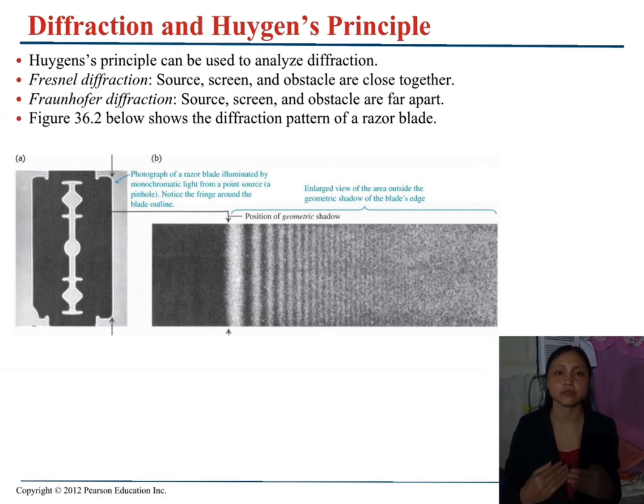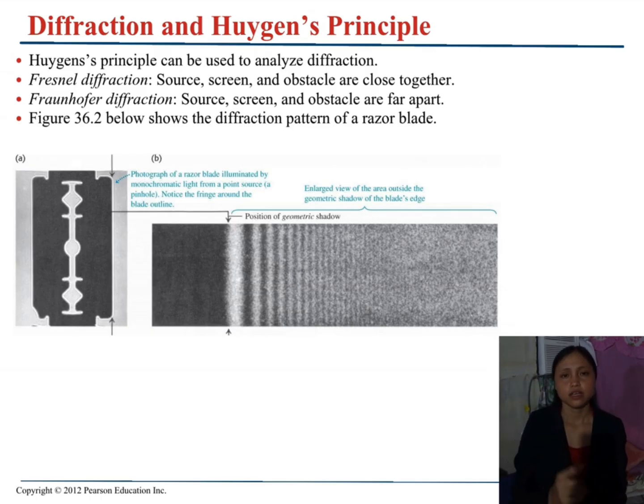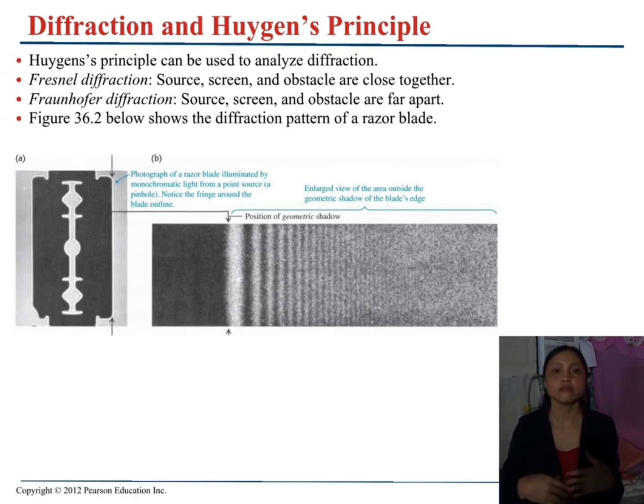There are two major types of diffraction. First, we have Fresnel diffraction, also called near-field diffraction. This occurs when the source, obstacle, and screen are relatively close together. The resulting pattern is complex. Another type is Fraunhofer diffraction, also called far-field diffraction. This occurs when the source and screen are far from the obstacle. The resulting pattern is simpler and easier to analyze mathematically.